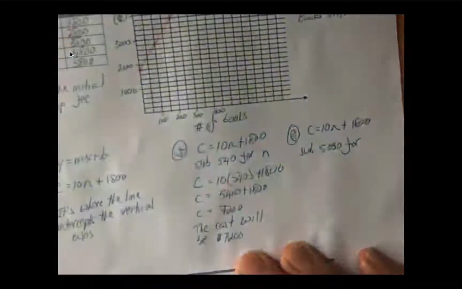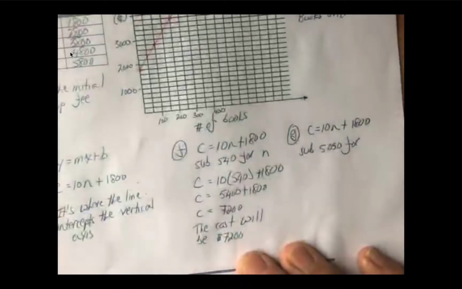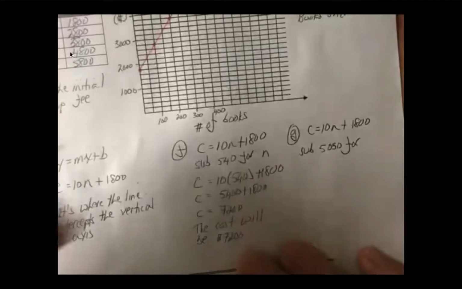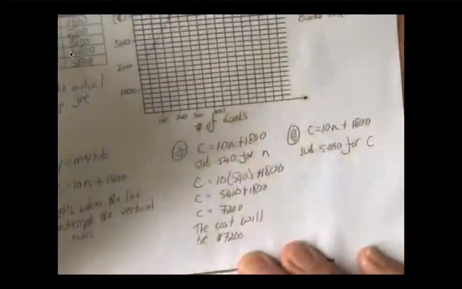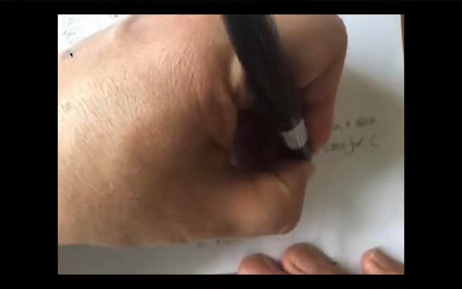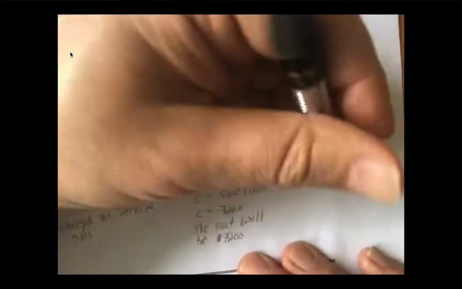We're going to sub the value we're given, which is 5,050, and we're going to substitute it. Well, are we substituting it for C or N? Well, it's $5,050. C represents the cost in dollars, so we're going to substitute it for C. And we're being asked to find N, right? So that's going to be 5,050. We're replacing the C with the 5,050. That's going to be equal to 10n plus 1,800.